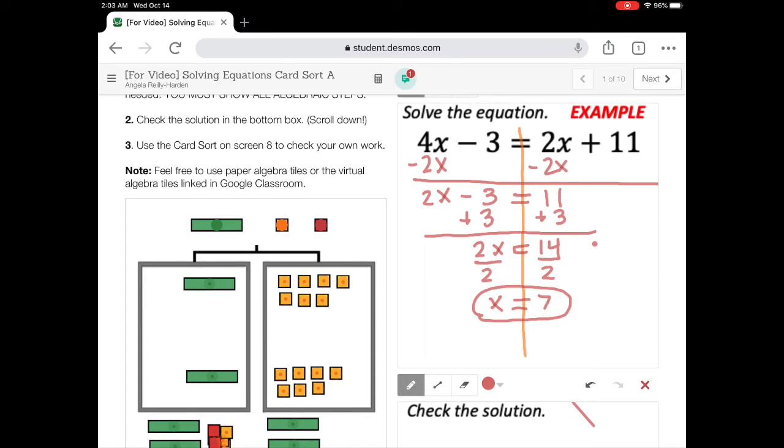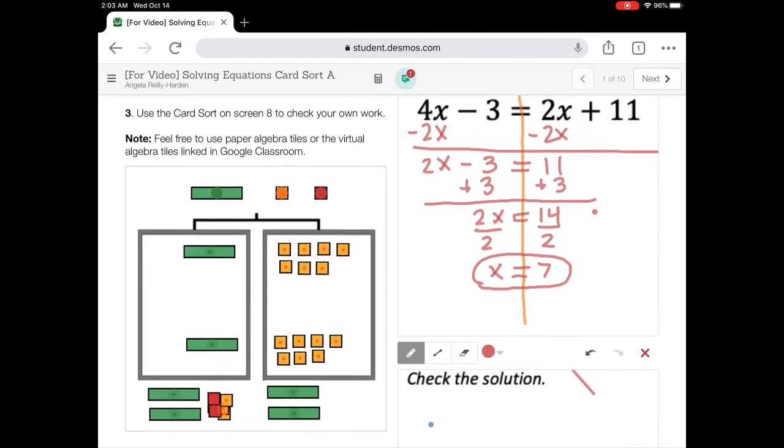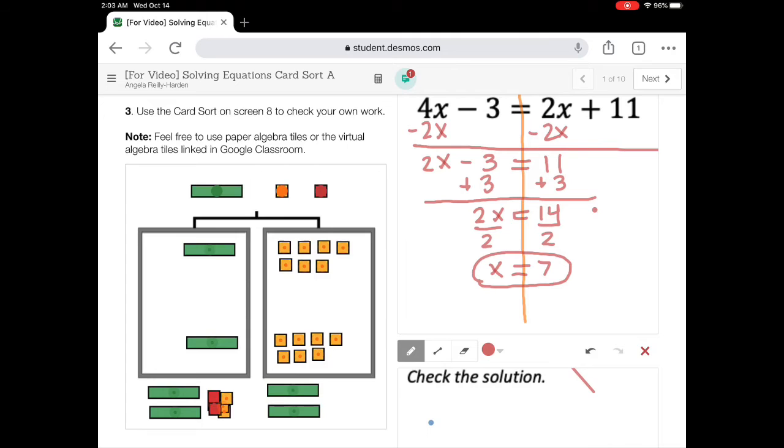All right, my next step is I want to check that solution in the box below. So I'm going to start by writing the equation, but where I have the variable, I'm going to substitute in my solution. So on the left side, I have 4 times 7 minus 3. On the right side, I want to check and see if that's equal to 2 times 7 plus 11.